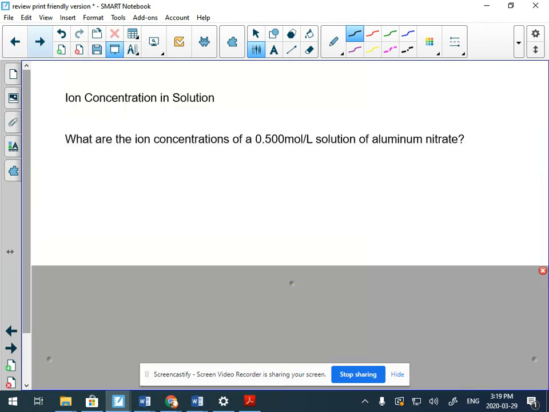Okay. So what are the ion concentrations of a 0.5 mole per liter solution of aluminum nitrate? Okay. Now, here is something, breaking down all of the math that we've done so far. This is not parts per million. This is not percentage. This is not dilution. This, if it's asking for ion concentrations, this is another step to the puzzle. And we need to write out the dissociation of aluminum nitrate.